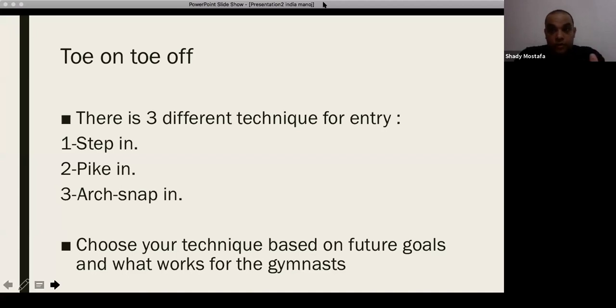All is good? Yeah, all is good. Perfect. Okay, now we'll take it to the two elements that have entry techniques, okay? Shoulders and toe on, toe off.